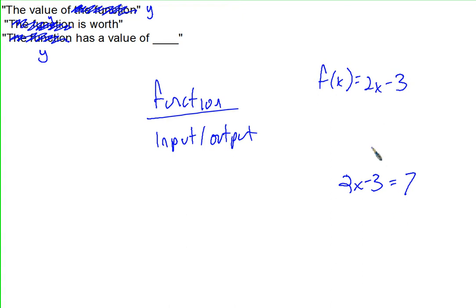I think I was saying 7 just a second ago. So the value of the function, the output of the function, is 7. Then we could go about figuring out what x is worth. This is a fairly simple equation. I think you can handle solving it. x would have to be 5 for the value of the function to be 7. Another way to say this is f of x is 7.